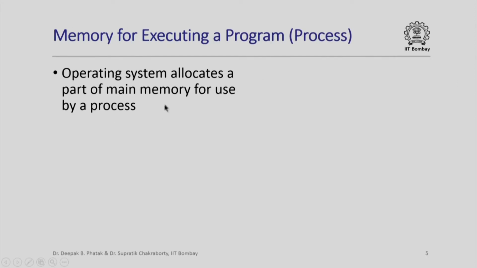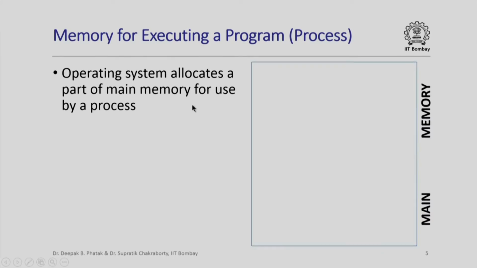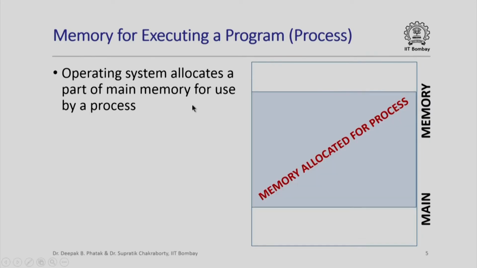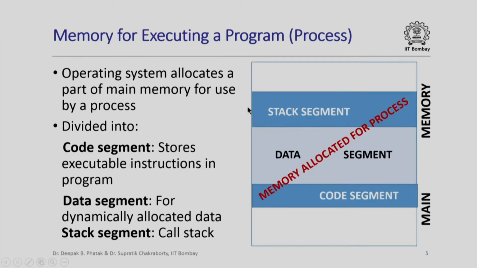Let us quickly recall what the memory for a program in execution, or a running process, looks like. The operating system is going to allocate a part of the main memory for use by the process, and this part in turn is going to be divided into three segments: the code segment for storing executable instructions, the data segment for dynamically allocated memory, and the stack segment for storing the call stack.